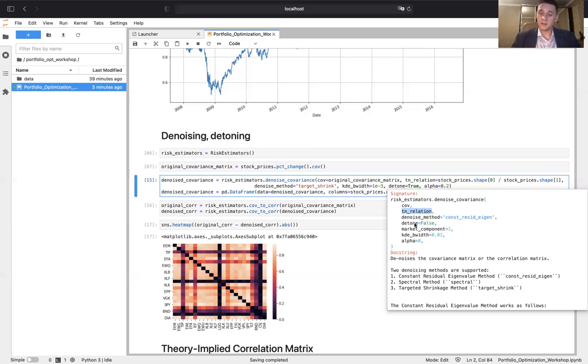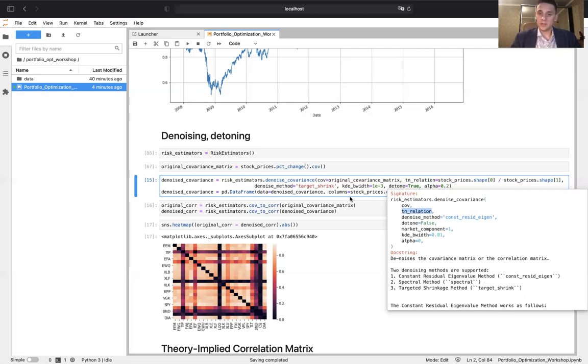So denoise method. If you would like to detone, you should specify true. If you detone your covariance matrix, you need to specify your market component. If you don't do this, we assume that the first market component is used in detoning. You need to specify kernel density bandwidths of eigenvalues estimation. Alpha does not play any role in your constant residual eigenvalue denoising. Alpha is only used in your target shrinkage method.